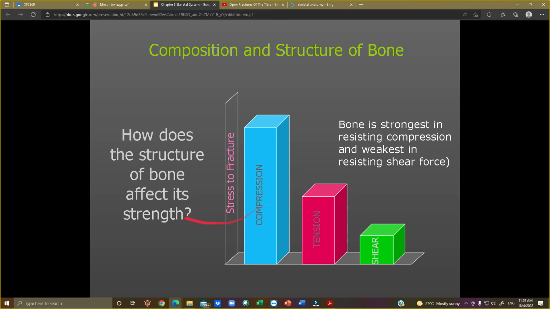Okay, so how does the structure of bone affect? Bone is strongest in resisting compression, and weakest in resisting shear. Shear ni macam ni. Ni kan? Tu pusing.